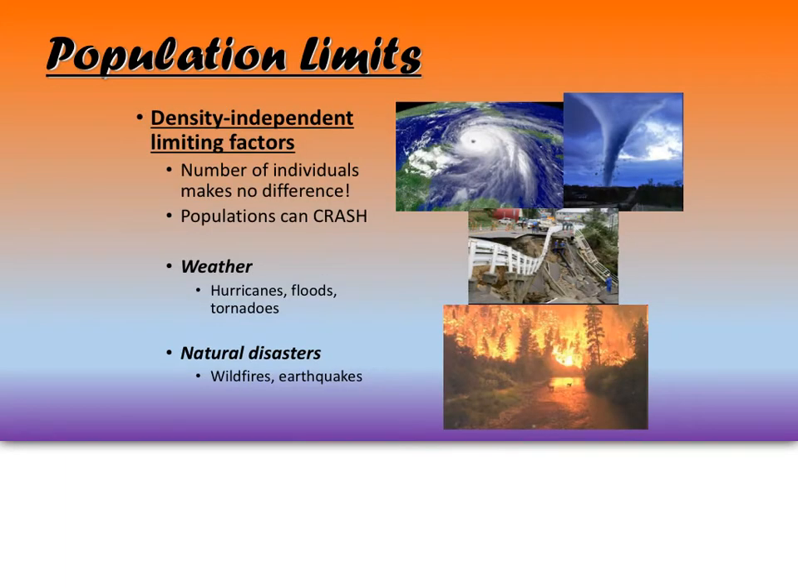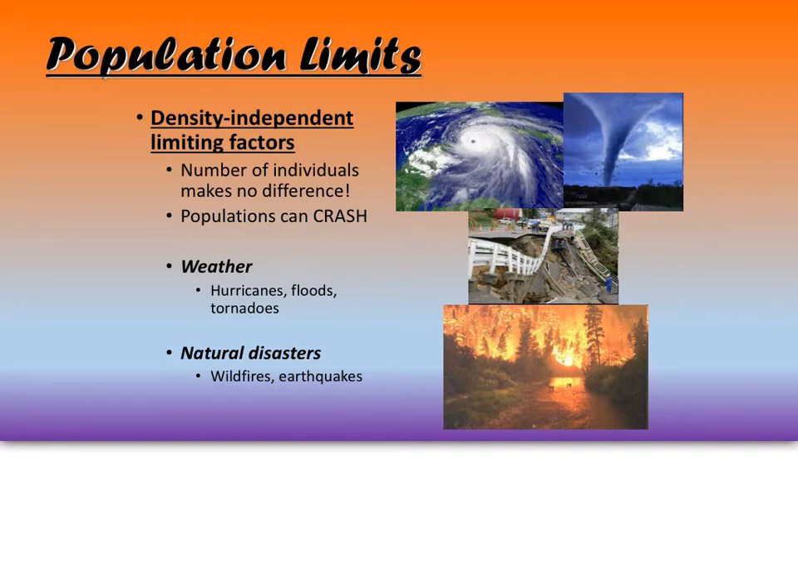The second type of limiting factor is way simpler, and that's a density-independent limiting factor. This is a factor where the number of individuals involved plays no part at all. And generally, a density-independent limiting factor will cause a population to really crash. It will cause a massive change in the numbers of organisms in a population.